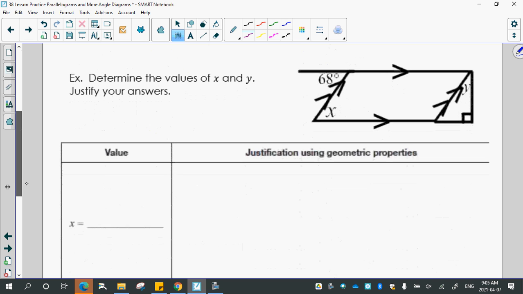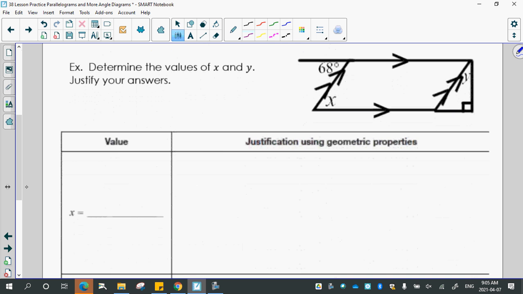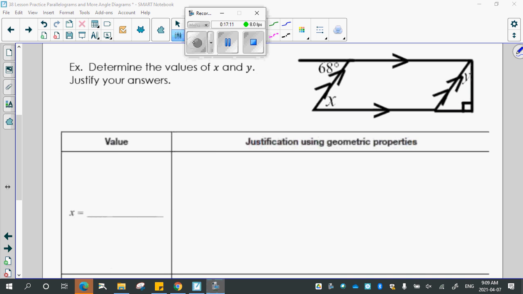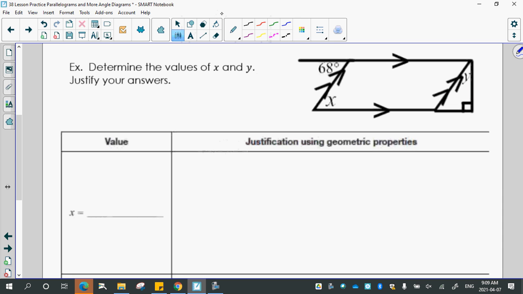All right, determine the values of x and y. Justify your answers. I'll give you some time to try that one. Okay, lots of people making good progress on this question. The easiest way to do this one would probably be to see this Z pattern right away, because we have parallel lines, and that would make the underarms equal. So you could right away just write x equals 68 degrees because of the parallel lines theorem, Z pattern.